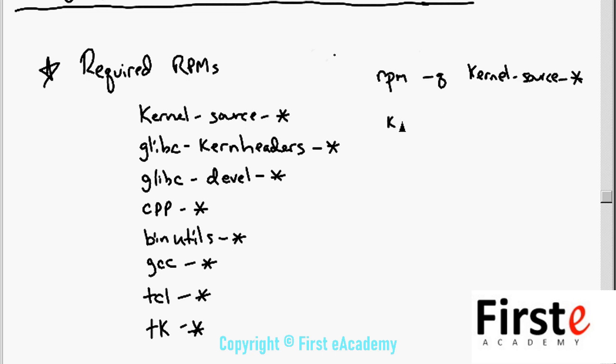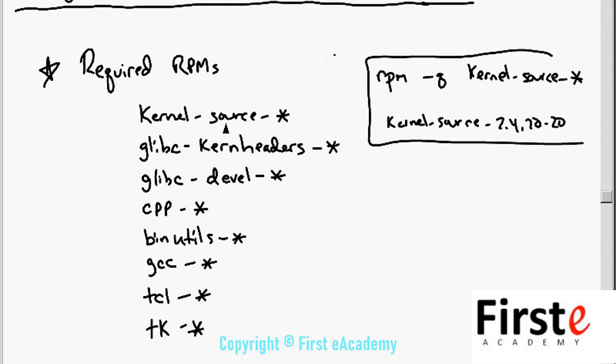So it'll come back and say something like kernel-source-2.4.20-20 or something like that. And so the current version of the kernel source that you have on your machine will come back from the output of this RPM command. And you should do that for each of these elements here.